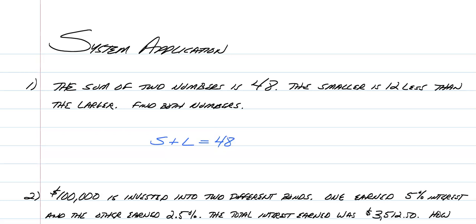And then it says the smaller is 12 less than the larger. Whenever it says something like "the smaller is," and it's a comparison, usually that means S equals, and then it would be 12 less than the larger, so L minus 12. And then from there, you would just need to put these in standard form. The first one is already in standard form. You just want to change this one to S minus L equals negative 12.